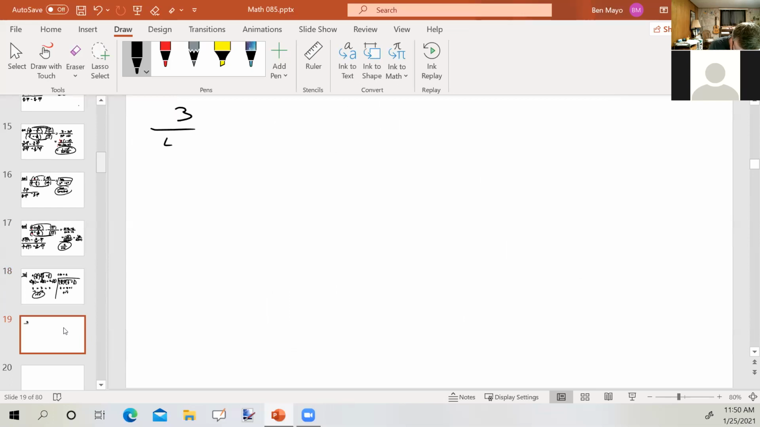3 over 4h plus 2 over h equals 1. So the denominators are 4h and h, and then an implied one on the last number. So the LCD is going to be 4h. As I'm doing this, if you have any questions about where I found the LCD, please let me know. I'll go back and go through the steps.